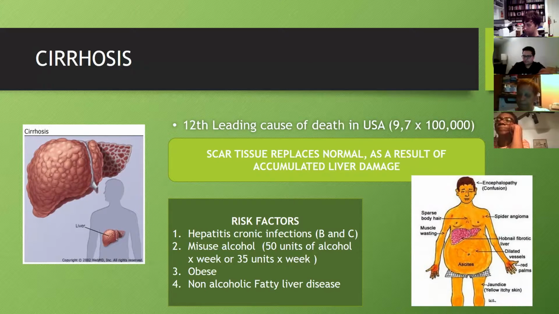They also have jaundice, or yellow skin, as Dr. Mesa said. They start having fluid build-up in the abdomen. We call it ascites in medical terms. And also, because the hepatic tissue is involved in hormone metabolism, we can find breast enlargement in men, so that is an important symptom also.